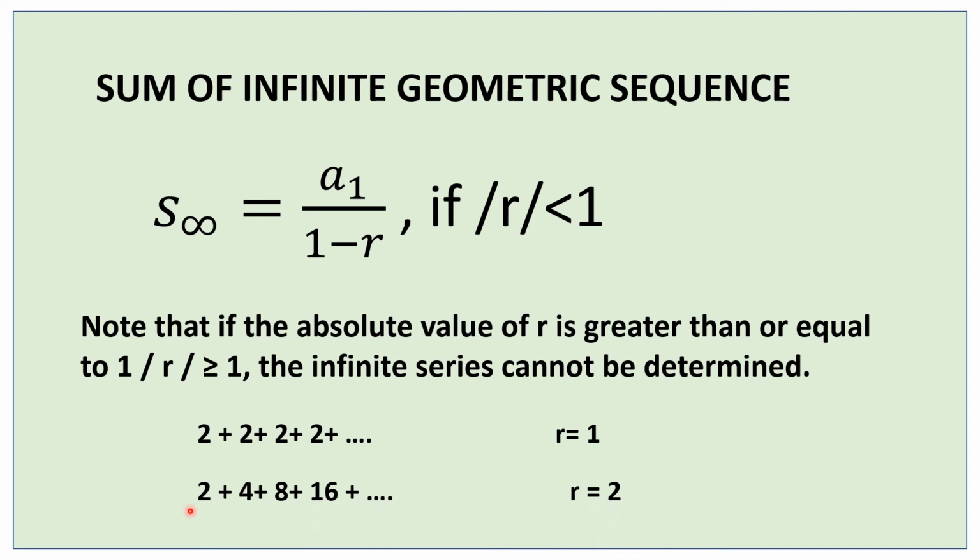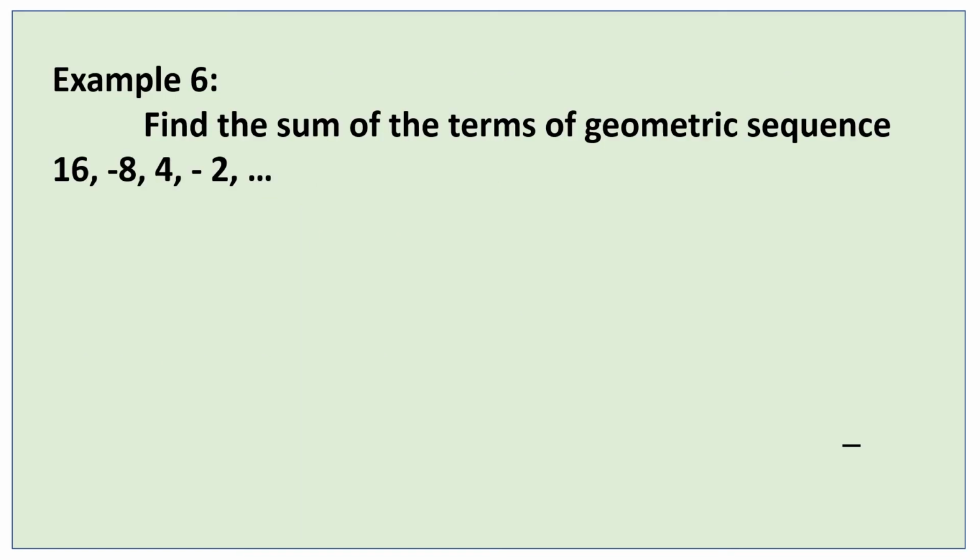Next, kapag meron naman tayong 2 plus 4 plus 8 plus 16, and so on and so forth. So, hindi binanggit kung ilang terms. So, meaning this is also an infinite geometric sequence. Kung mapapansin natin, ang ratio niyan is 2. Pero dahil hindi natin alam kung ano ang last term niya, ang sagot din ng sum nito ay cannot be determined. Example number 6. Find the sum of the terms of geometric sequence 16, negative 8, 4, negative 2, and so on and so forth.